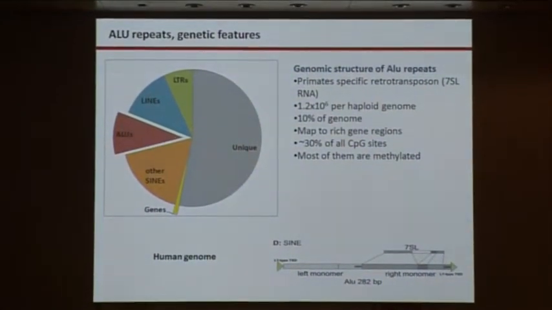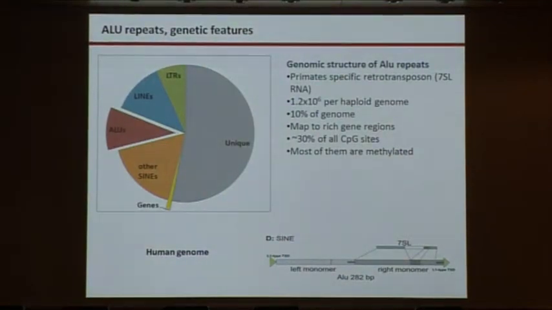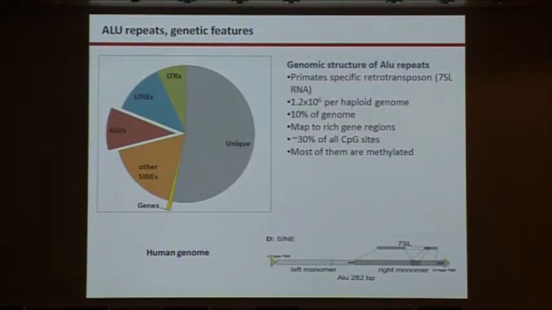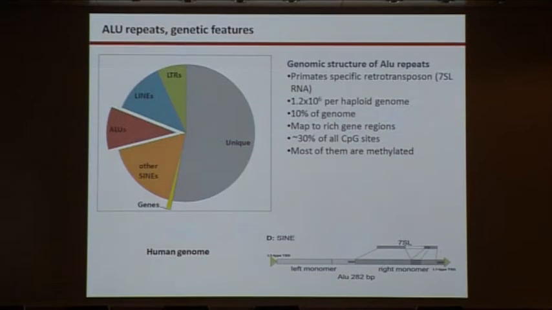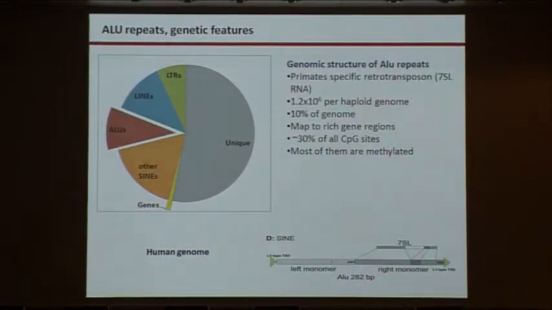ALUs are retrotransposons that are specific to primates. There are more than 1 million ALUs per haploid genome, which is 10% of the genome. They map to gene-rich regions. They contain 30% of all CpG sites, and most of them are methylated.